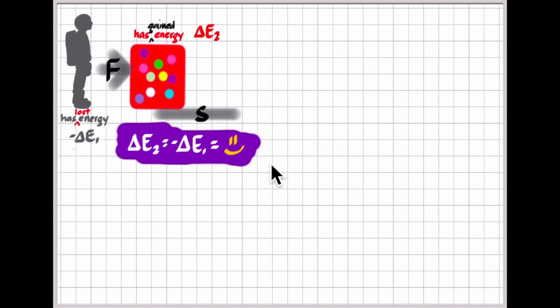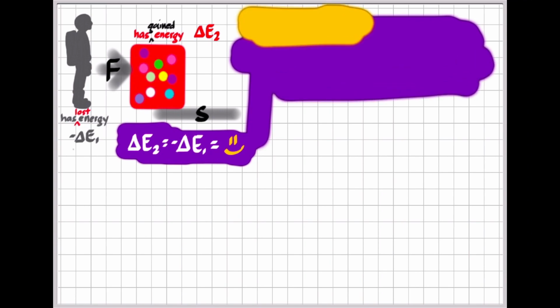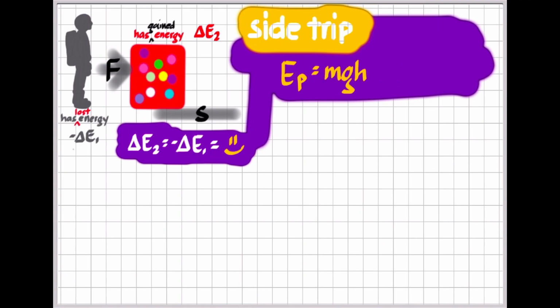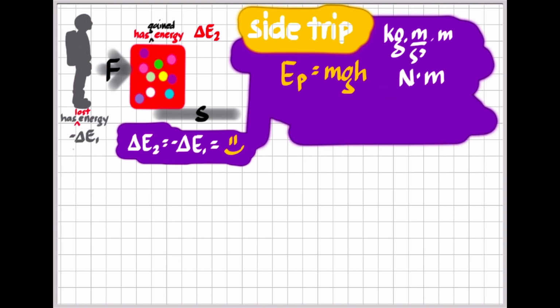All right, but before that, let's do a side trip. All right, some dimensional analysis here. Remember the potential energy, mgh. If we are to write the units, kilogram for mass, meter per second squared for g, and meter for height, this kilogram meter per second squared here is defined as a Newton. And therefore, we have a Newton meter as a unit of potential energy.